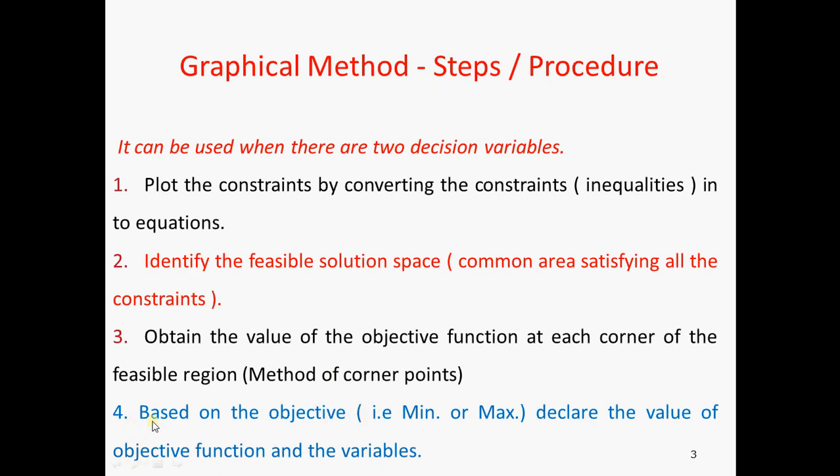Then step 4 is based on the objective, that is, based on z, whether it is min or max. Declare the value of the objective function and the corresponding variables. If it is minimization, wherever you get the minimum, that is the value, and you take the corresponding coordinates as x1 and x2. If it is maximization, z max, then at whichever corner you get the maximum, that is the answer, and the corresponding coordinates, x1 and x2, are the decision variables.